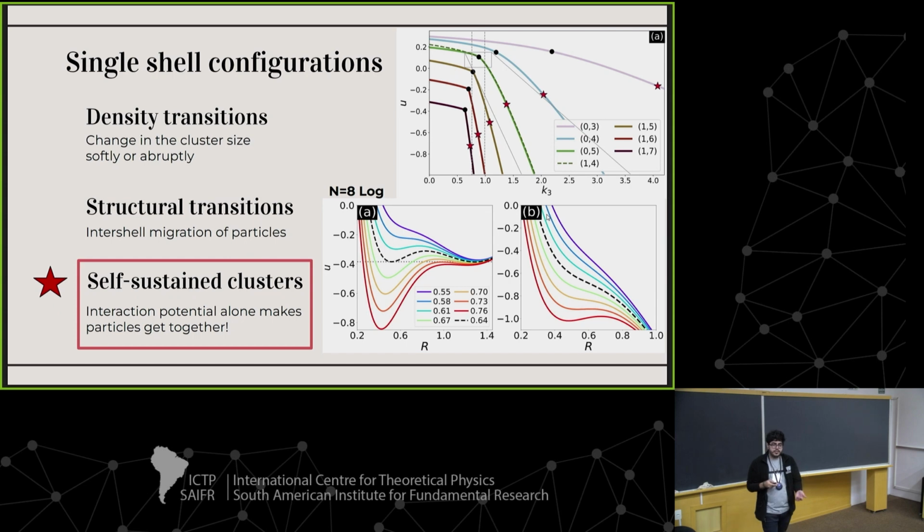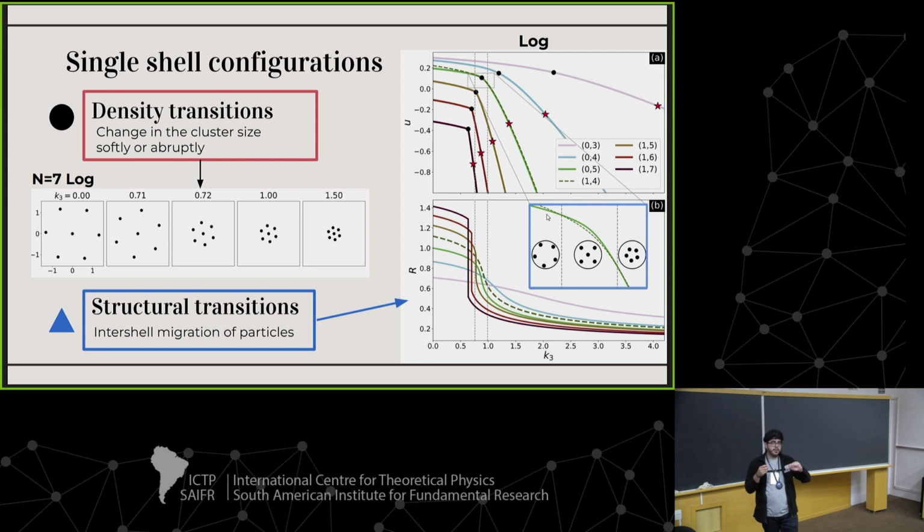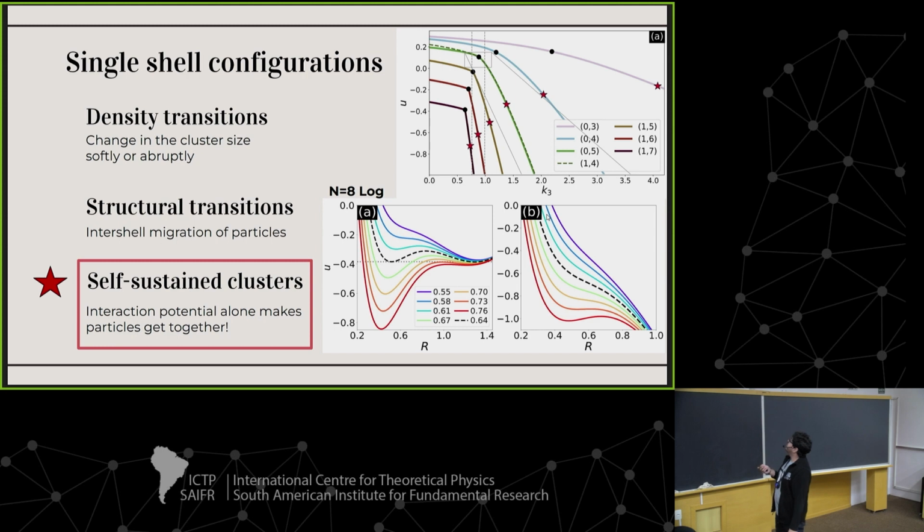And another feature of this system is that, imagine you turn off the confinement. If you turn off the confinement, you expect to have no cohesion of the cluster, so the particles go to infinity. But when the three-body interaction, which is an attractive potential, is strong enough, we have a minimum here, so only by considering the interaction potential, these clusters are self-sustained.